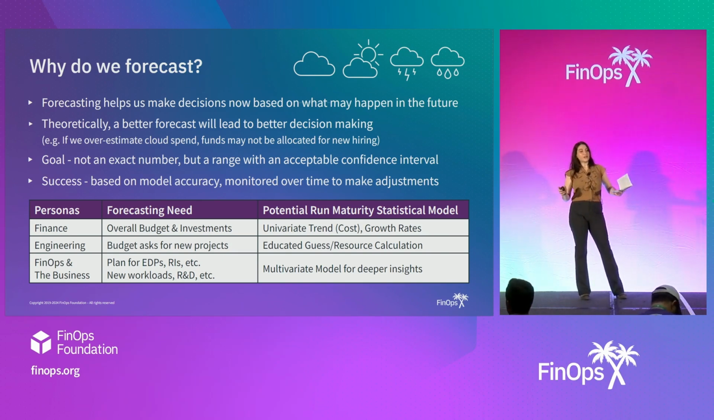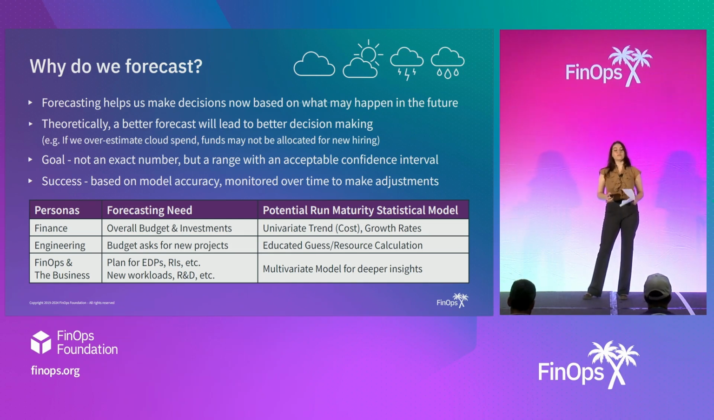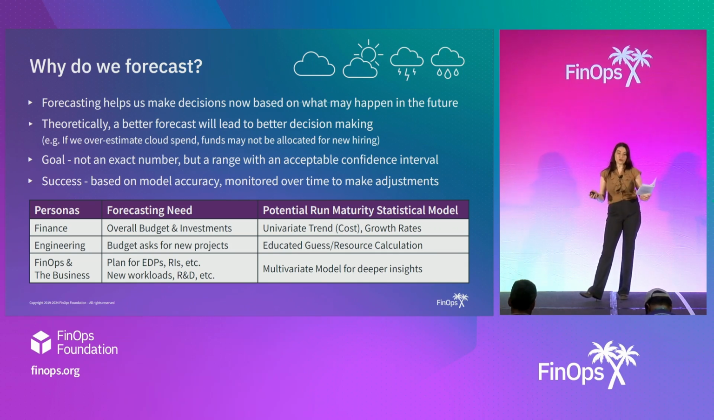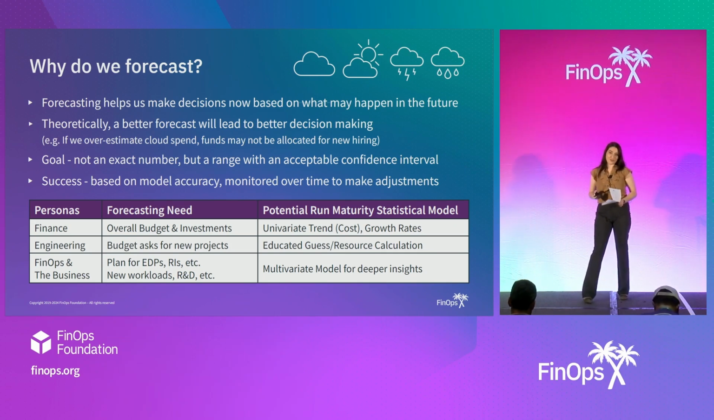And then for FinOps, I put FinOps and the business together because we kind of share the same goals. And so we are interested in planning for our EDP purchases and our RIs. And so for us, it's going to make sense to have a multivariate model where we factor in all of our cost drivers to get those deeper insights. And so this is what I hope to build up to by the end of today.